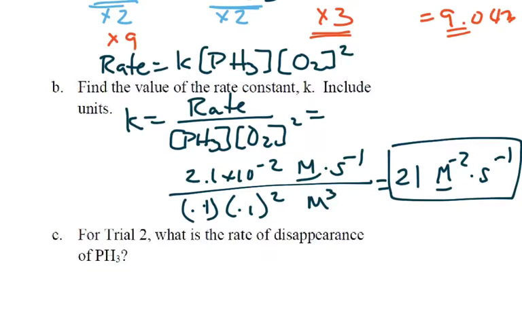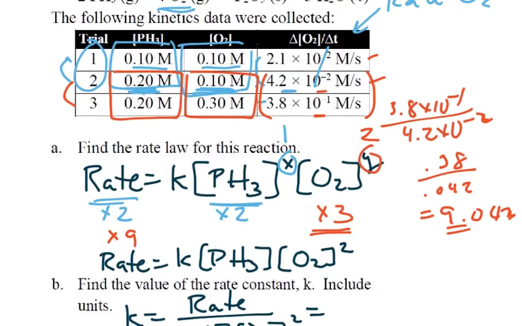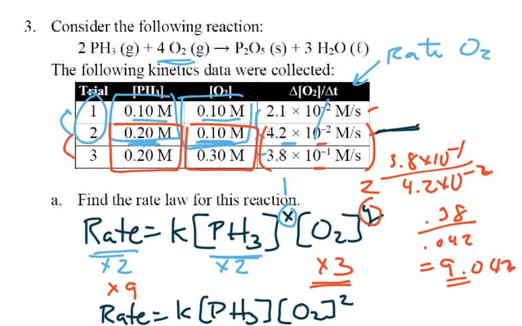Now for trial 2, what is the rate of disappearance of pH 3? Well, here's trial 2. The rate of disappearance of oxygen is 4.2 times 10 to the minus 2. So what about the pH 3? Well, since there are 4 O2s for every 2 pH 3s, my pH 3 must be going away at half the rate that my O2 is. So instead of 4.2 times 10 to the minus 2, it should be half of that.